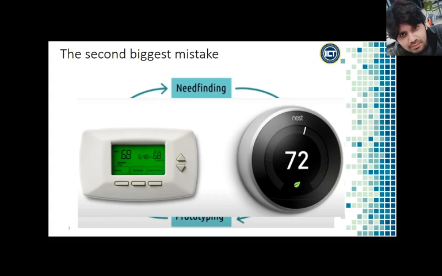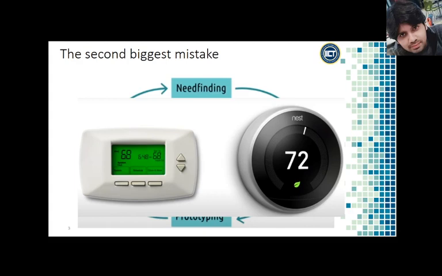One form is staying too allegiant to existing designs or products. Take the example of this thermostat. If you settled on tweaking the existing design of a thermostat, you would never invent the one on the right side, which is the Nest. So if you are working on improving an existing interface, try to actually distance yourself from the existing solutions, at least initially during the brainstorming session.